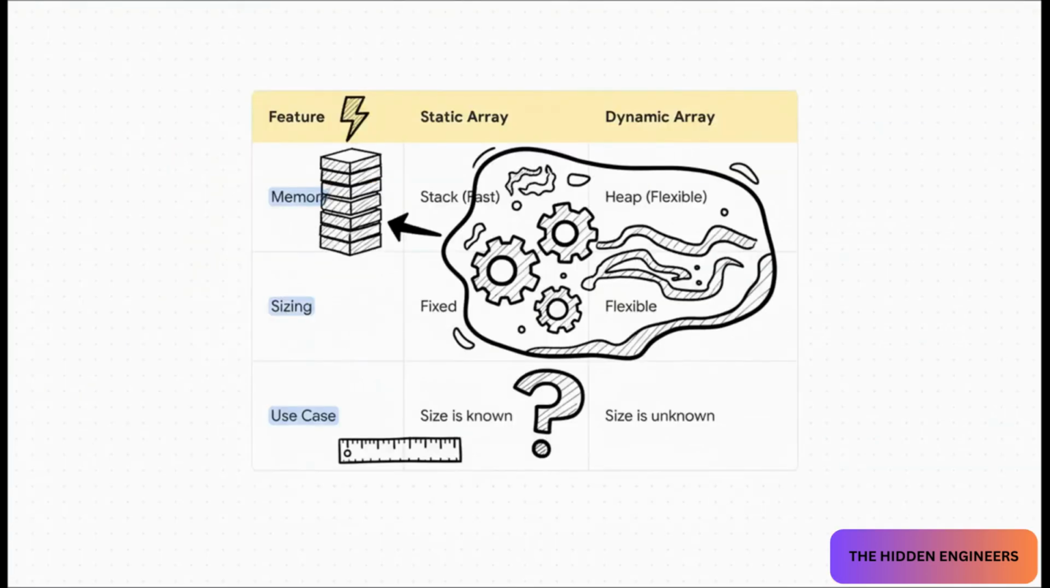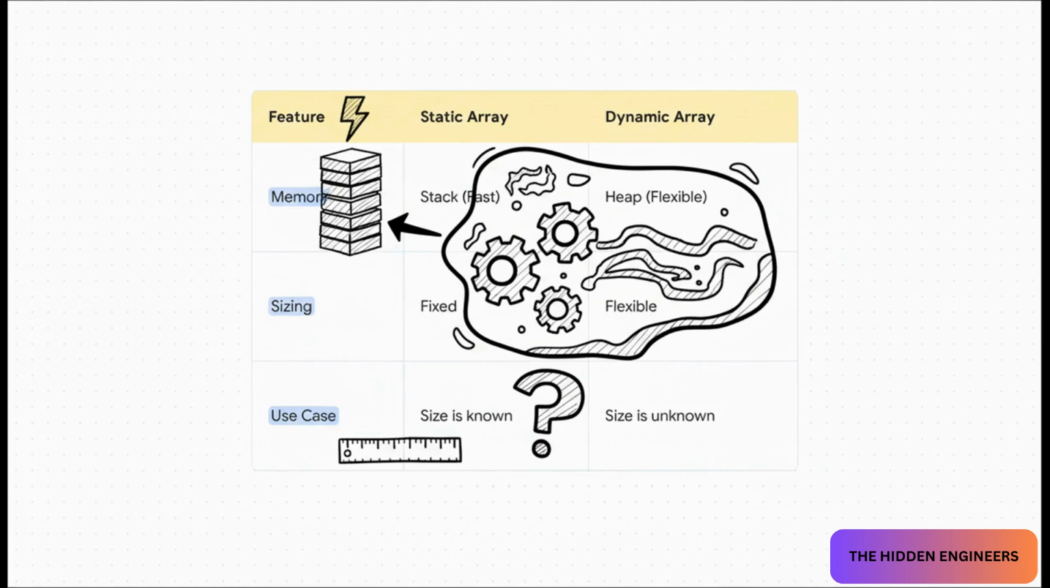Okay, so a static array's size is locked in the moment you write the code. It lives on what's called the stack. Think of it as a small, super organized, and very, very fast part of memory. A dynamic array, on the other hand, can grow or shrink whenever you need it to. It lives on the heap, which is a much larger, more flexible, but slightly slower pool of memory.